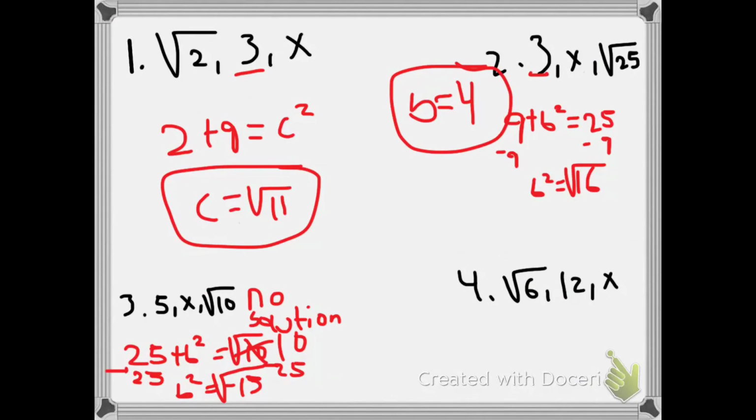And for our last problem, we have to find c. So the square root of this is 6 plus 144 equals c squared. So 6 plus 144 equals 150 equals c squared. So our answer is c equals the square root of 150.